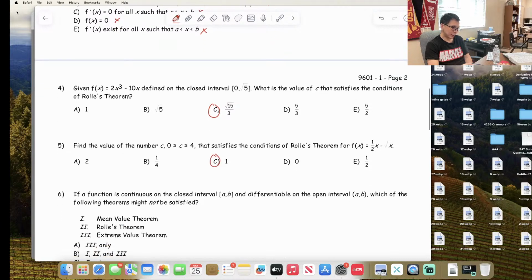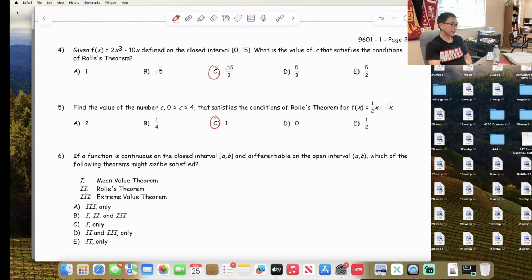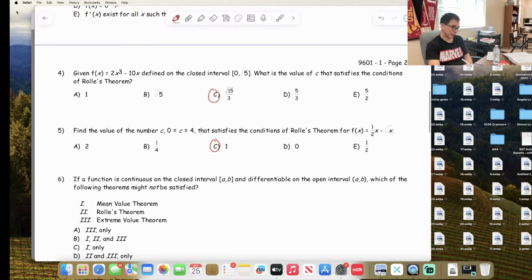This one I got C. Do I need to show you the work or no? For sure. If I take a derivative, it's going to be 6x squared minus 10. They're also differentiable and continuous because they're polynomial. So 6x squared equal to 10. X squared equal to 10 over 6. So x squared equal to 5 over 3. And x equal to square root of 15 over 3. So you have to rationalize.